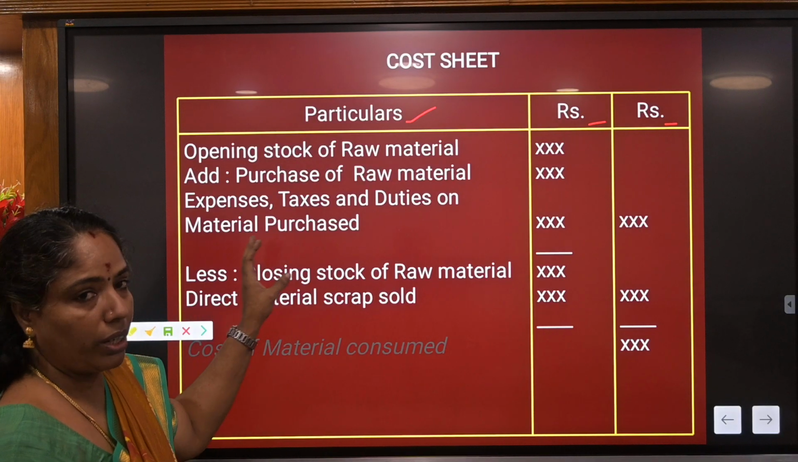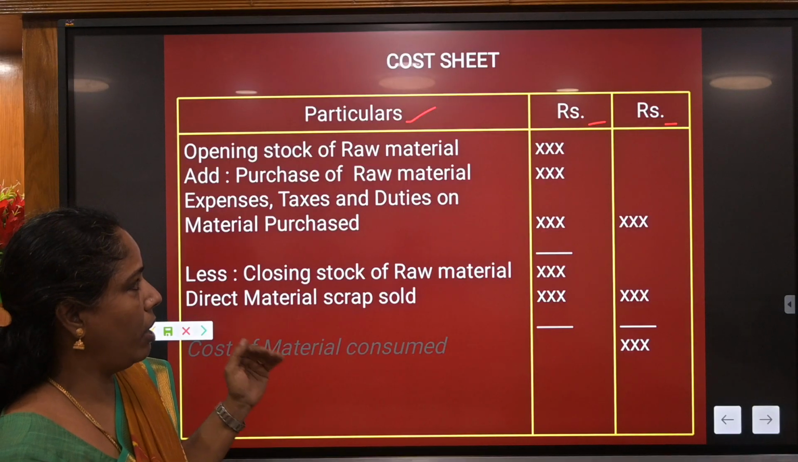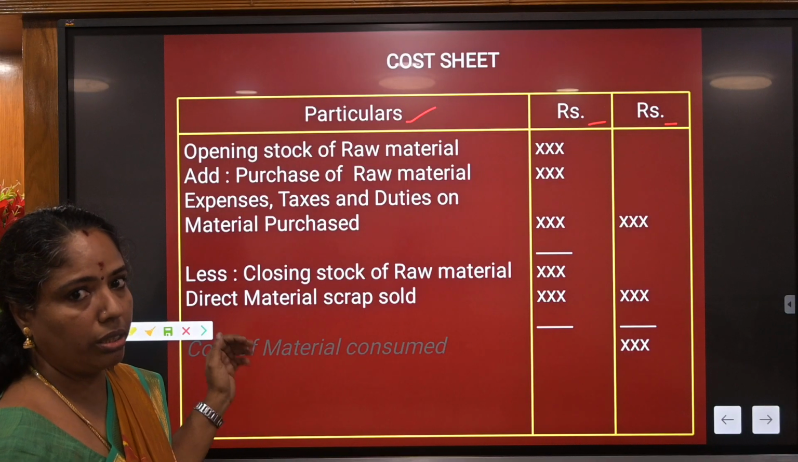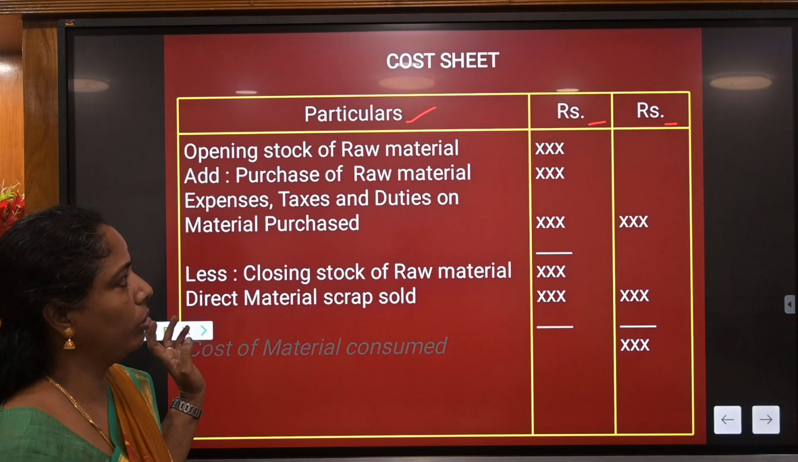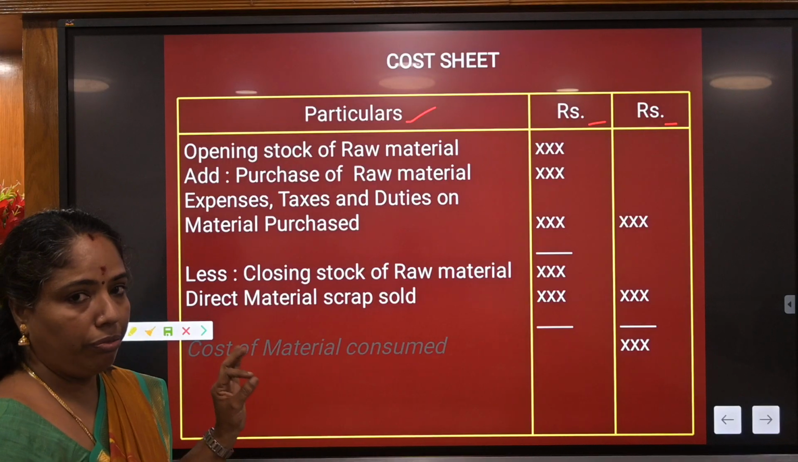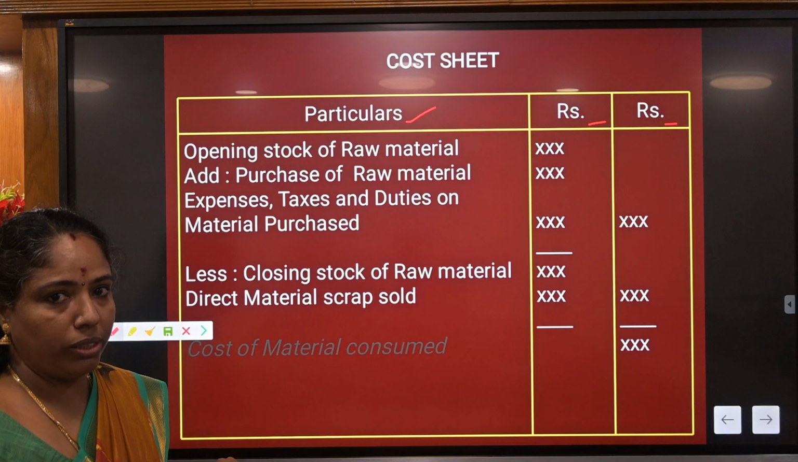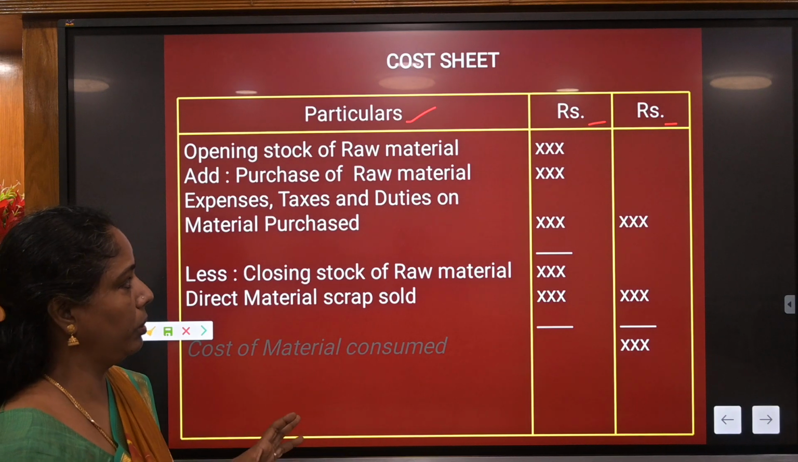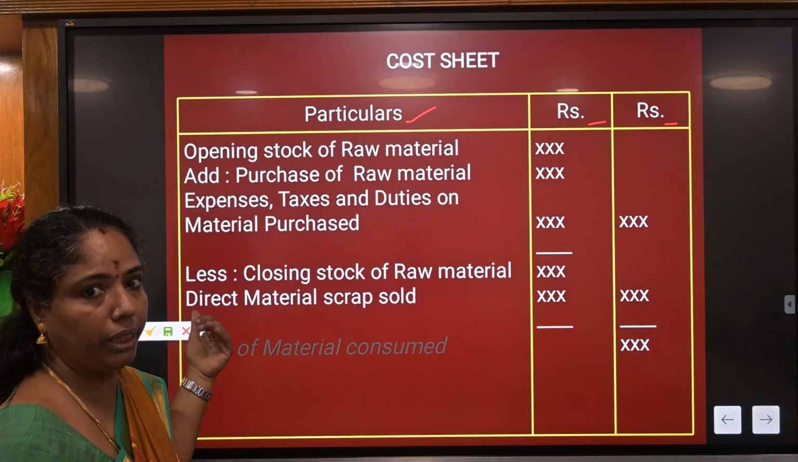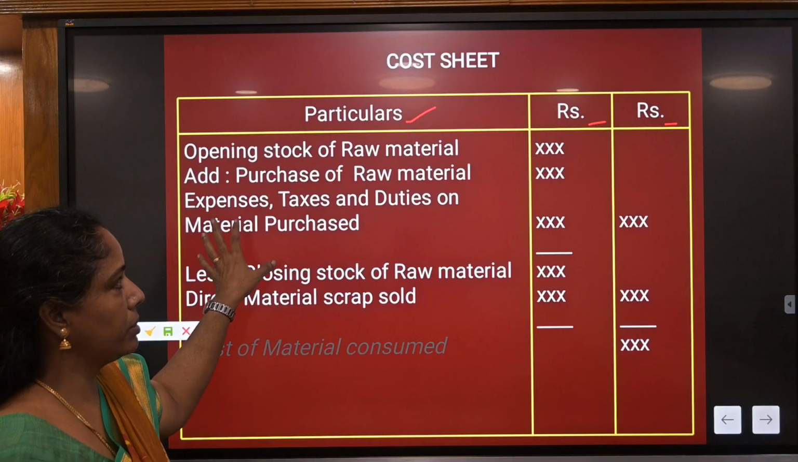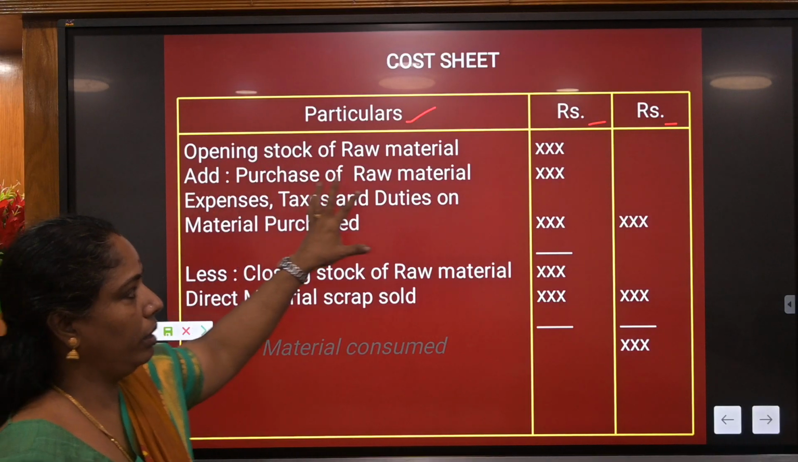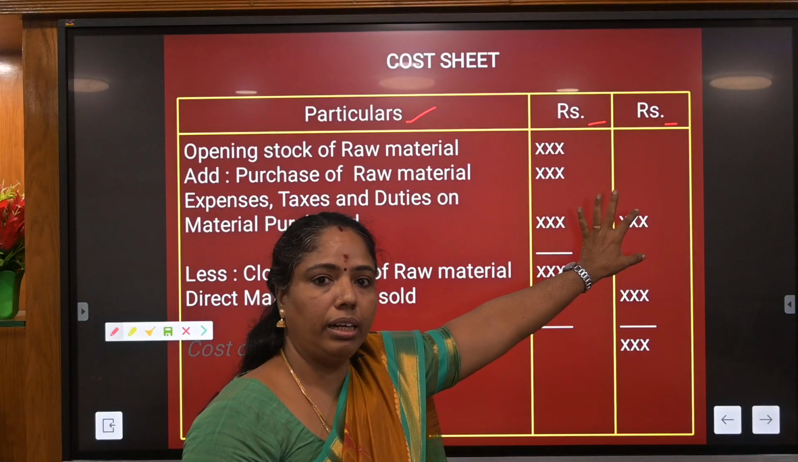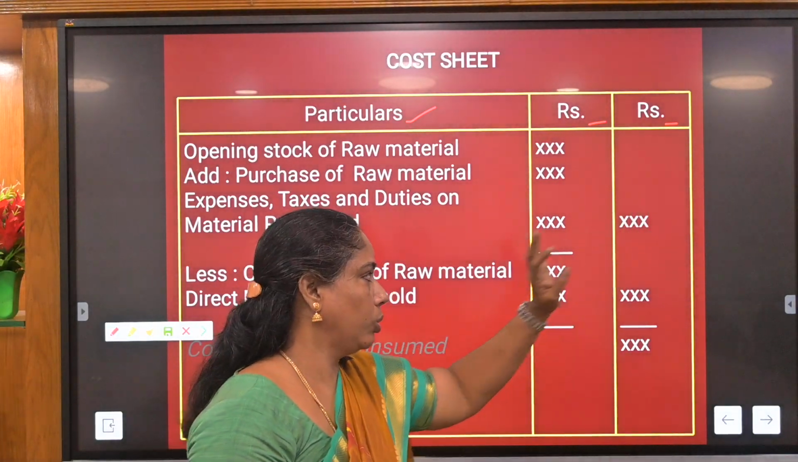Then add purchase of raw materials. The raw materials which we have purchased should be added with the opening stock. Then if we are spending any expenses or paying any taxes to purchase that particular product, we have to add that with the material. So these all come under this category. If we add all this, the final answer we have to put in the outer column.